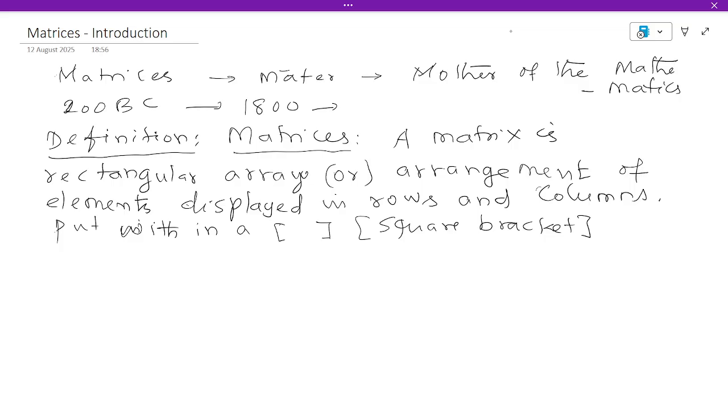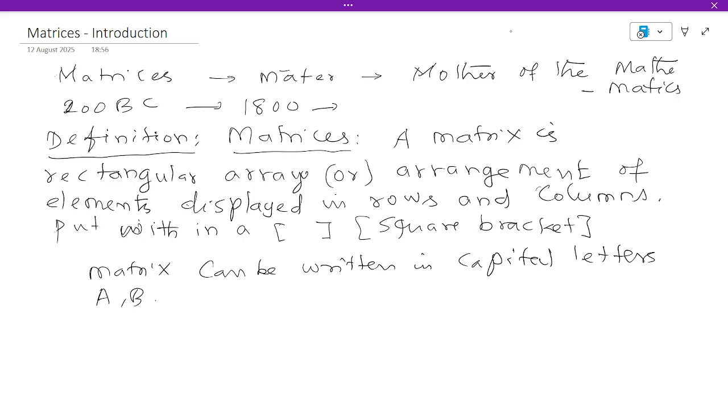Actually in general the entries of a matrix, the elements of a matrix, may be real numbers or complex numbers. So how can we write that? The matrix can be written in capital letters A, B, C, D like that, and then the elements of the matrix may be constants or variables.